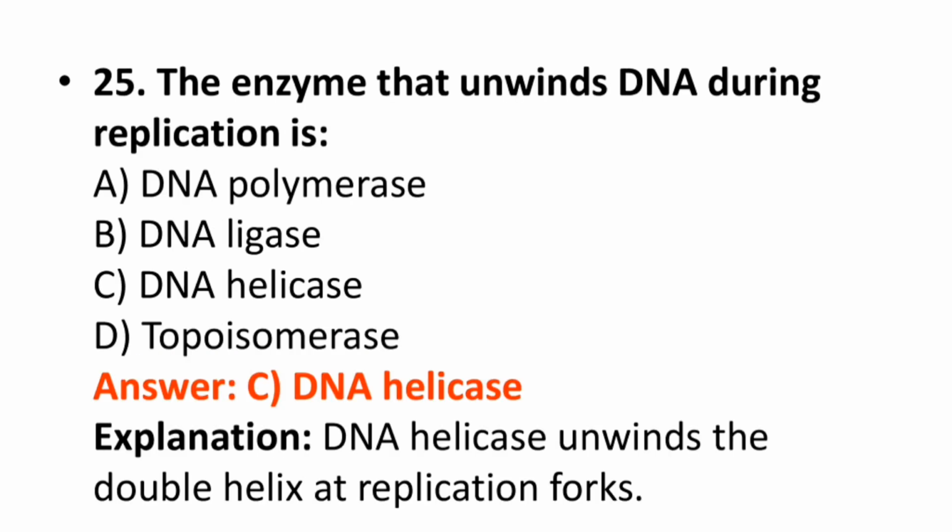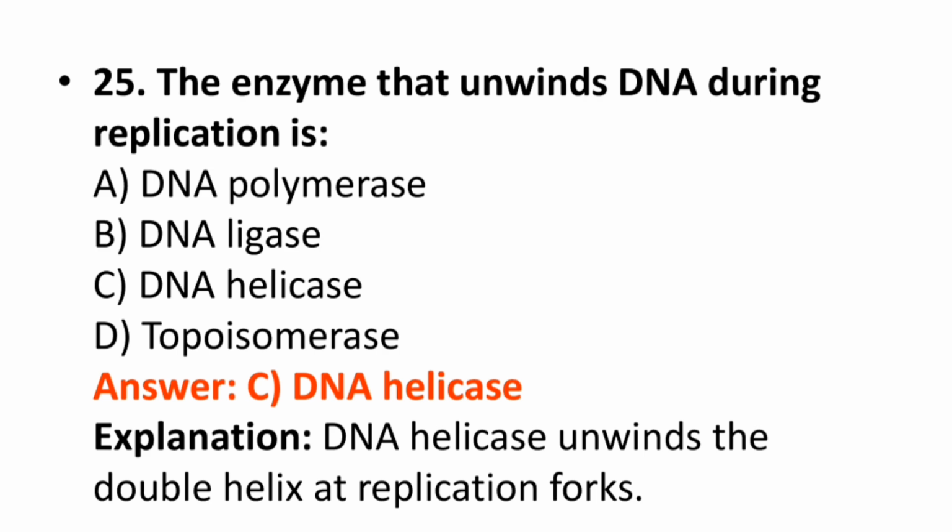The enzyme that unwinds DNA during replication is option A, DNA polymerase, option B, DNA ligase, option C, DNA helicase, option D, topoisomerase. The correct answer is option C, DNA helicase. DNA helicase unwinds the double helix at replication forks.